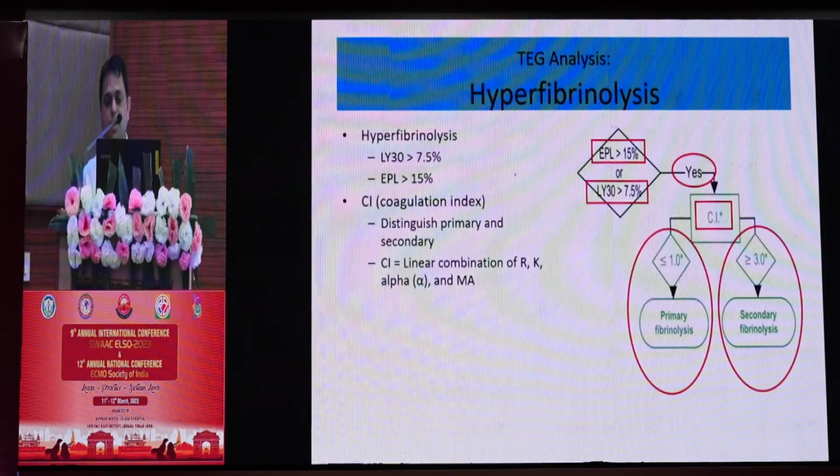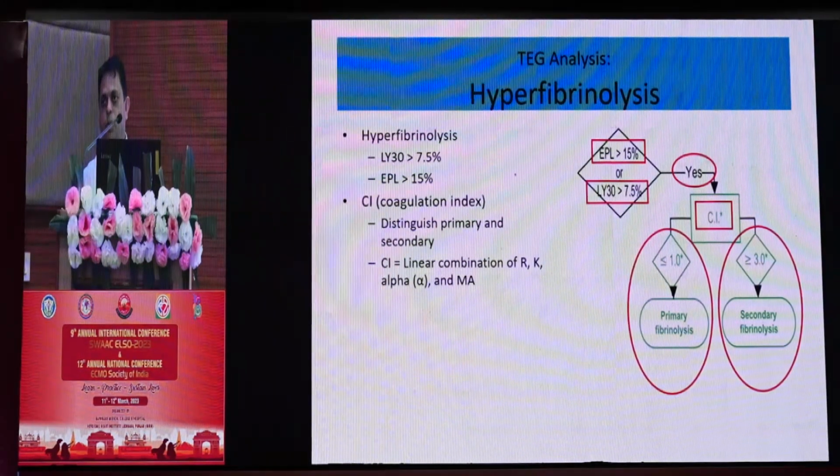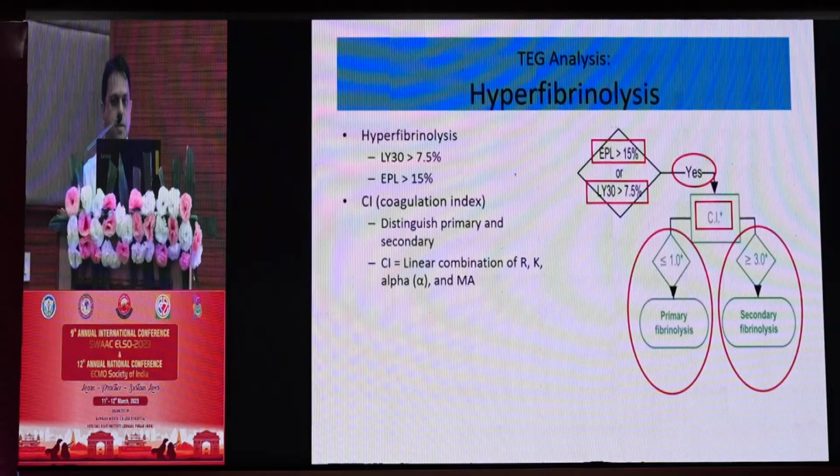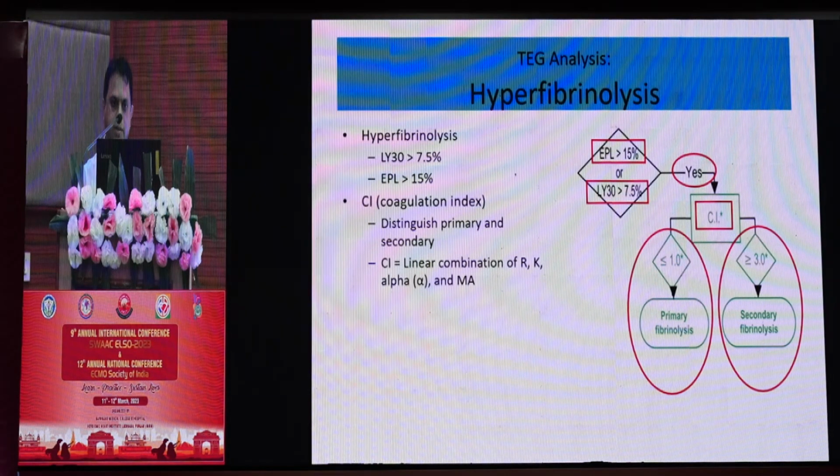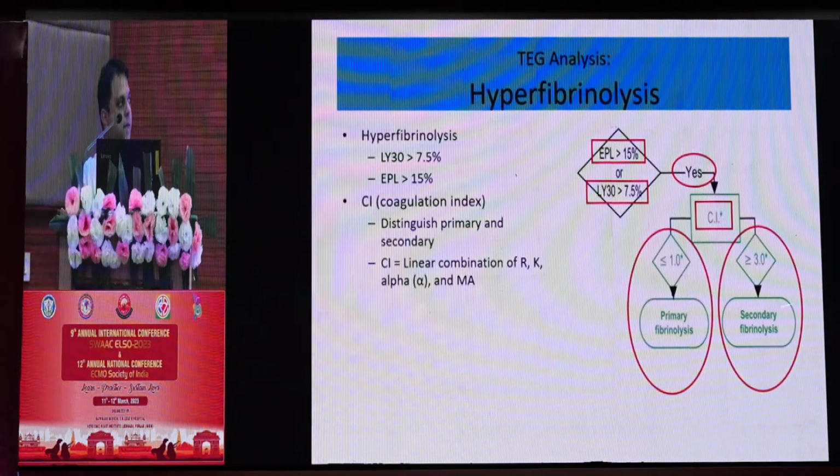Now, this is another important thing as more and more patients are coming up on VA ECMO, where they have undergone a PCI, where they have given the patient apixaban or all those things, and then the patient has fibrinolysis, whether it is primary or secondary. So we need to be very careful when we are doing a TEG on these patients who are on these drugs. But if you want to recognize hyperfibrinolysis, you need to first find out whether it is primary or secondary.